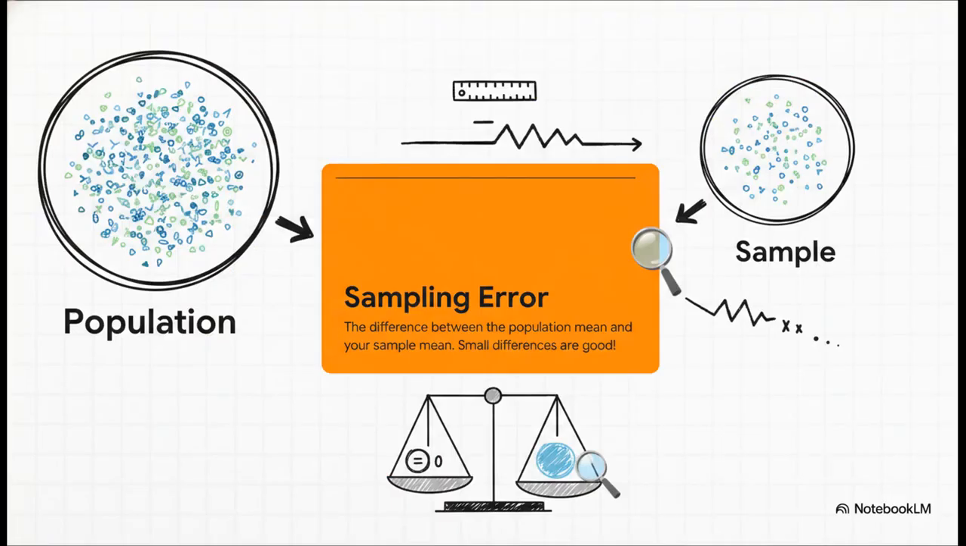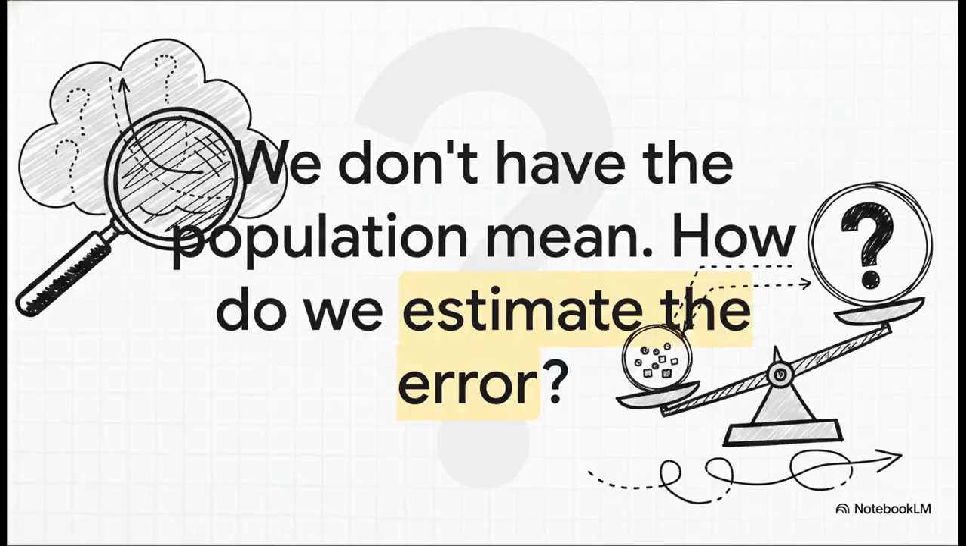And that difference has a name: sampling error. See, in a dream world, our sample's average would be exactly the same as the true population's average. The sampling error would be 0. As researchers, our job is to get that error as tiny as we possibly can. Okay, but wait a minute.